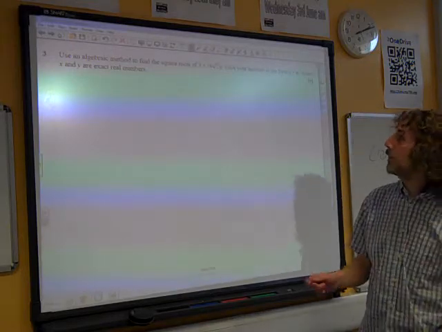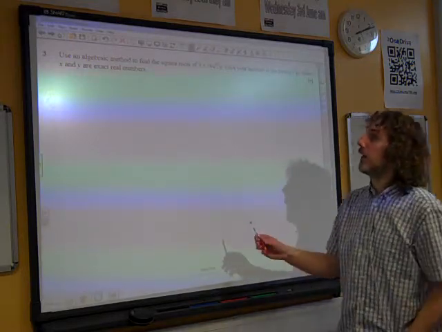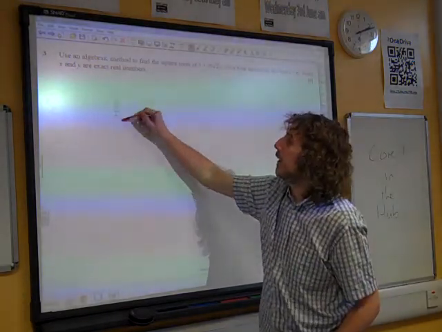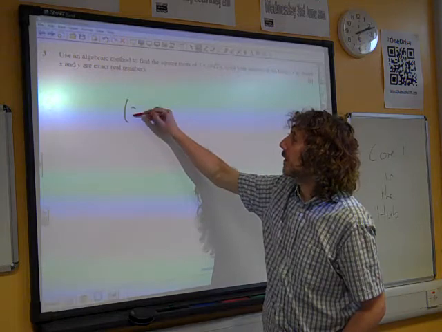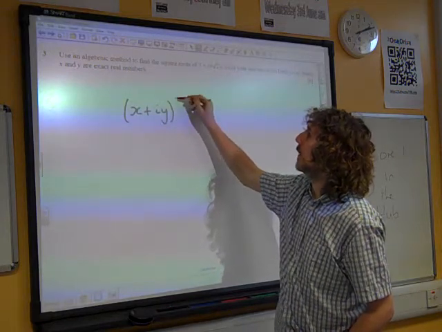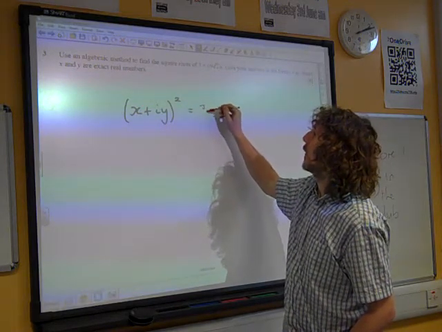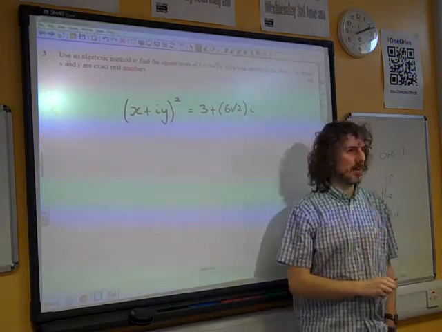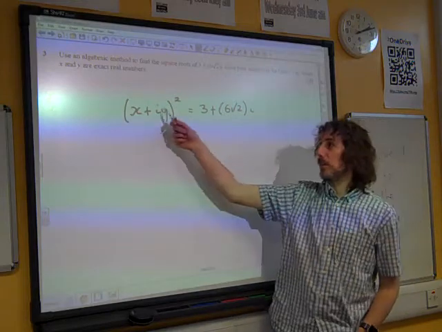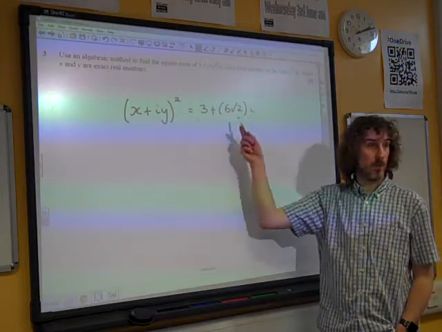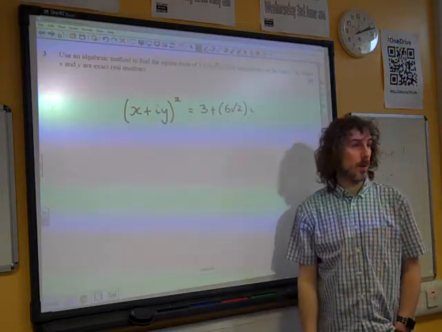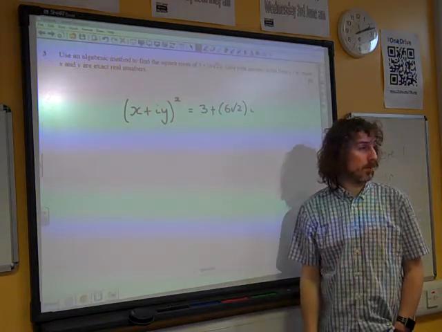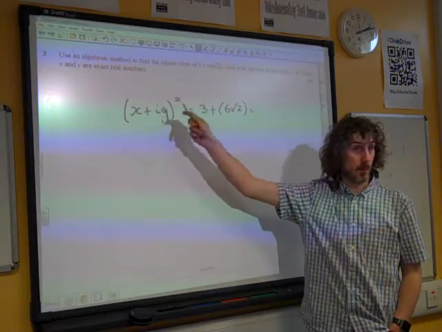We're saying if x plus iy is a square root of that, then it must be true that x plus iy squared is 3 plus 6 root 2i. Does that make sense? Because that means that x plus iy is the square root of 3 plus 6 root 2i. So that's how we're setting this up, as a little equation for us to solve. We're going to square this side, we're going to multiply this out.